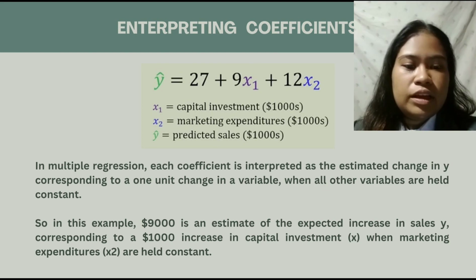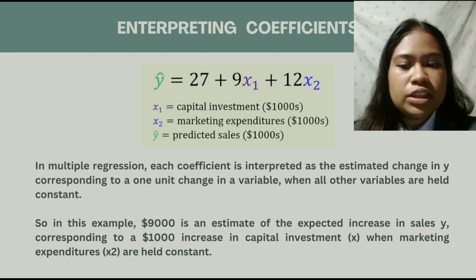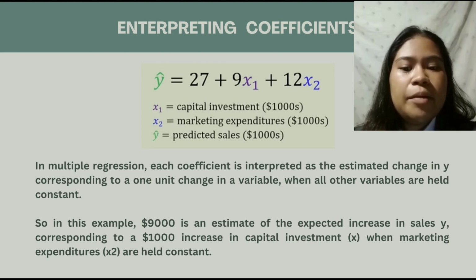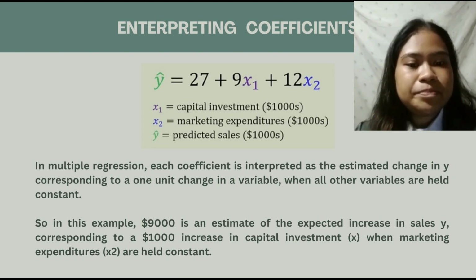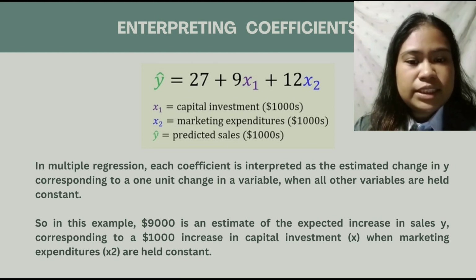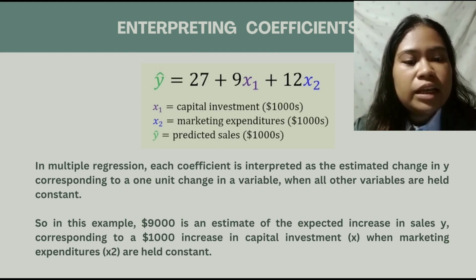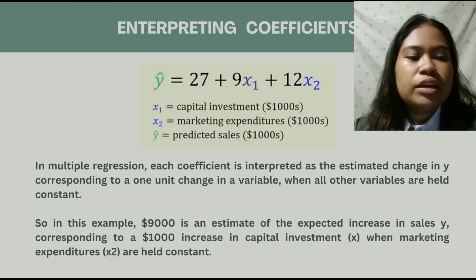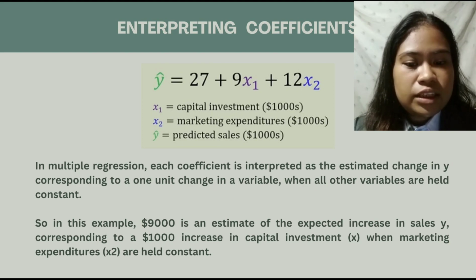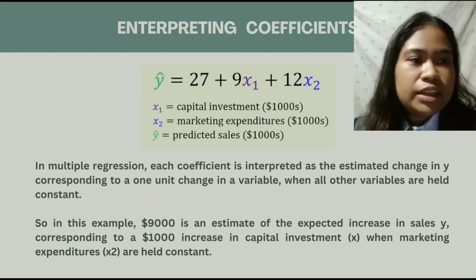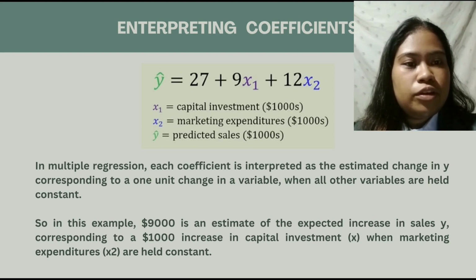What if we flip and say that $12,000 is an estimate of the expected increase in sales, y, corresponding to a $1,000 increase in marketing expenditures when capital investment is held constant. So, it's a 1-unit increase when all the other variables are held constant, and that's the basic idea of multiple regression.